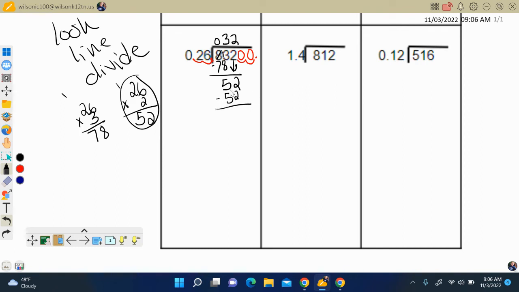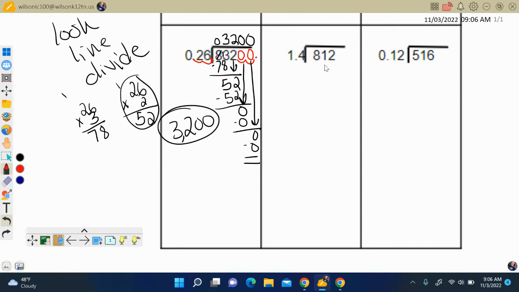Again, if you were to stop here, you'd get the wrong answer. Bring down that 0. 26 into 0 can go 0 times. 0 times 26 is 0. Bring down that last 0. It can go 0 times. Make sure you bring down everything you're supposed to bring down because your answer should be 3,200. If you got 32, it means you did not bring down your zeros like we should have.